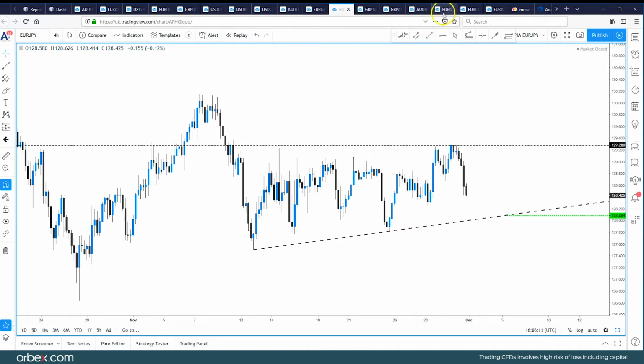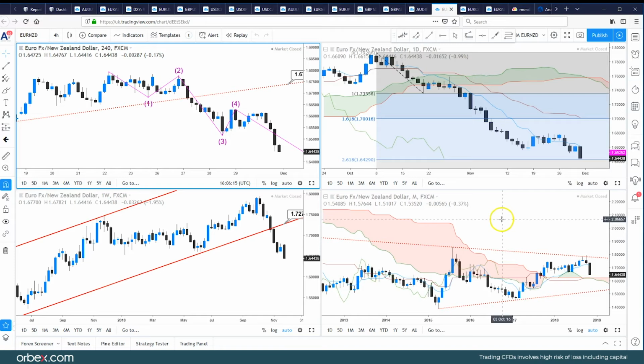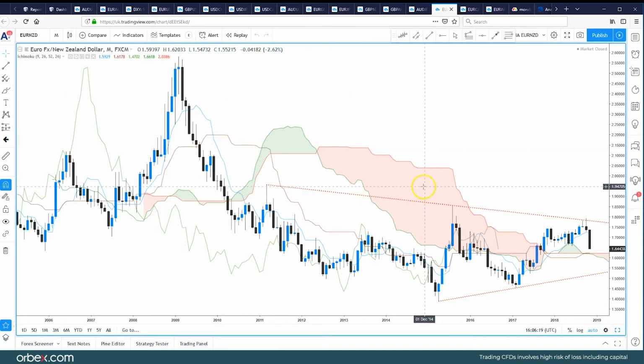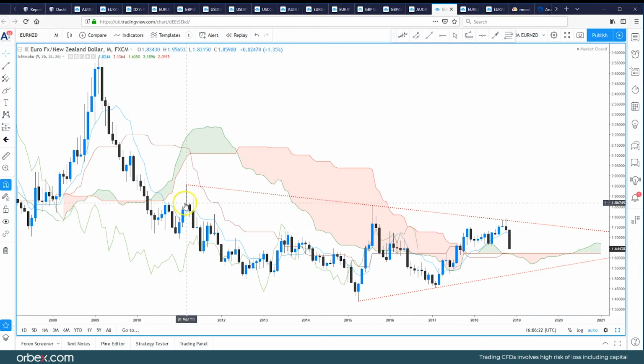So like I said, we're going to concentrate on these three crosses. So we're going to go to Euro New Zealand first. We're going to break down time frames from higher time frames to lower time frames. The monthly chart, mixed trading. We had a bearish outside candle in October, which has projected this cross currency to the downside. The medium term bias, or the long term bias, still looks negative for Euro New Zealand.